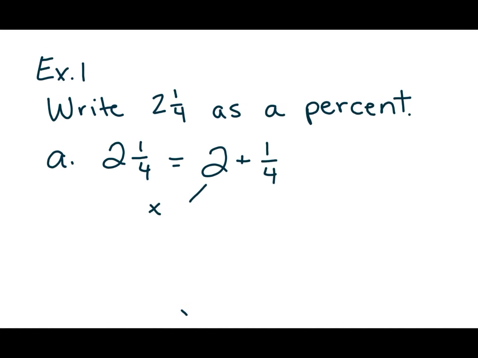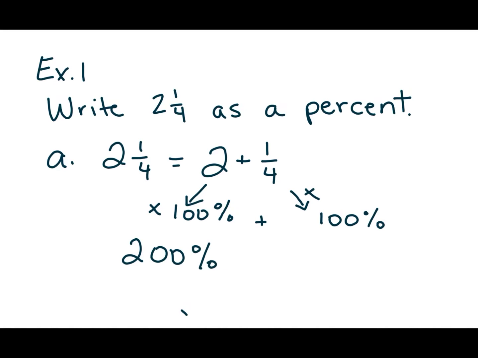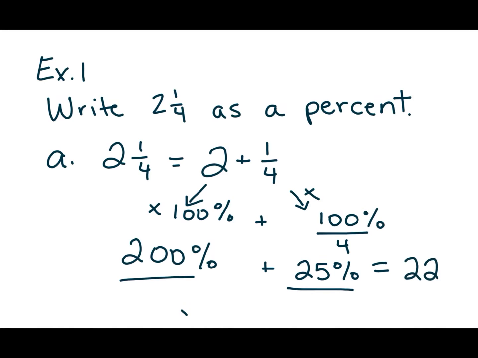So I can multiply 2 times 100% and I can multiply 1/4 times 100% and then I can just add those together. So 2 times 100% is 200%. And 1/4 times 100% is 100% over 4, which is 25%. And so all I have to do is add those two numbers together, and I get 225%.